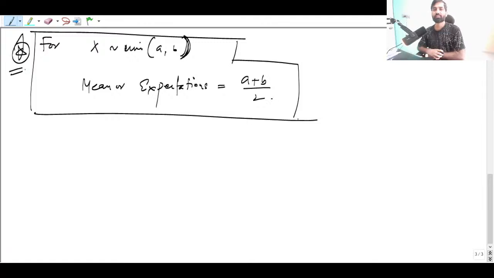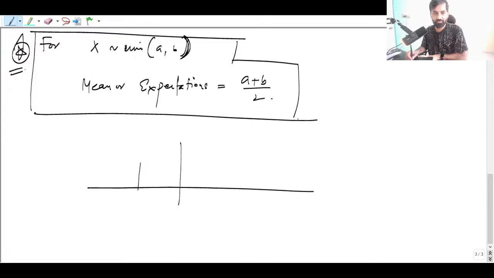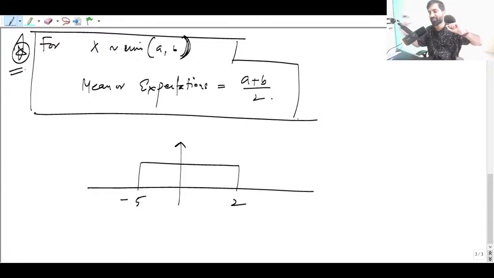(a + b)/2, right? So you see this formula is okay whether a and b, suppose you have got this kind of density function from -5 to 2. Okay, so if it is symmetric, let's say between -5 and 5, the mean is going to be 0 always, right? Because, so what will be the mean here, right?